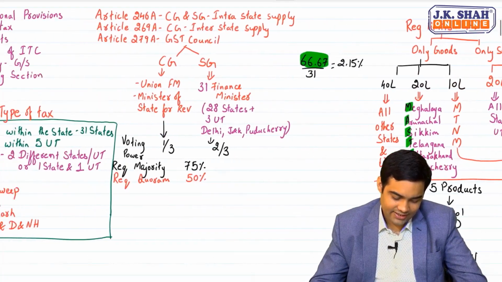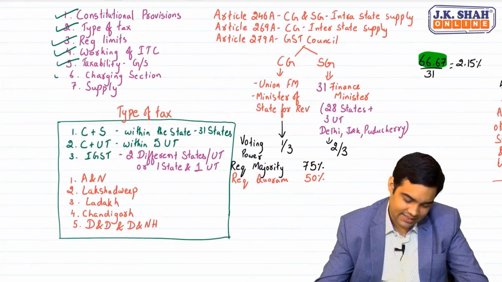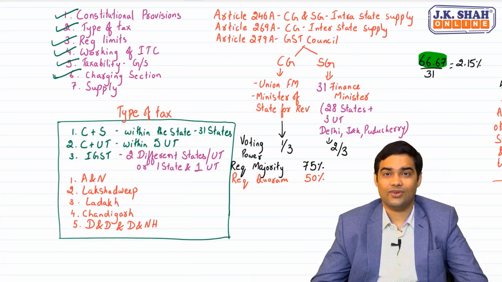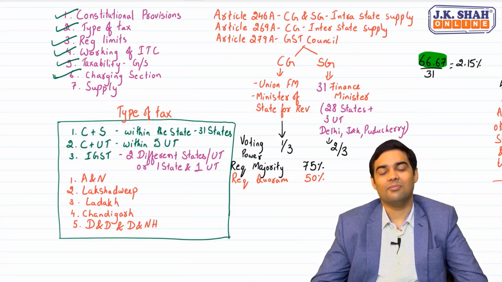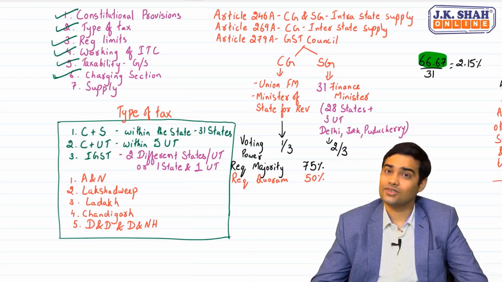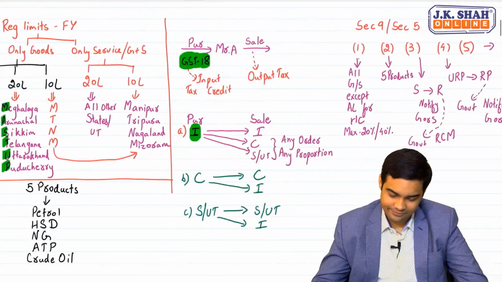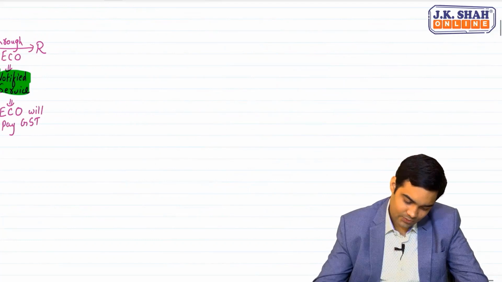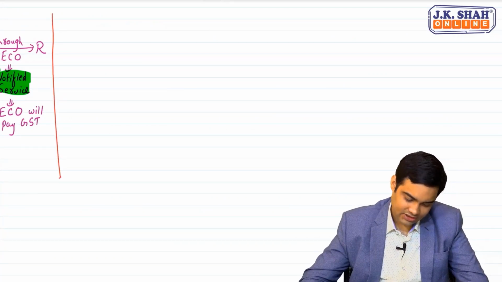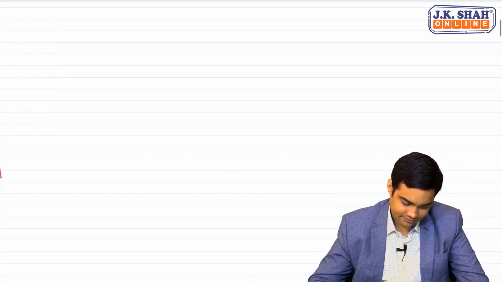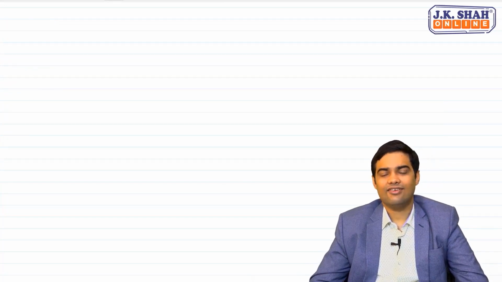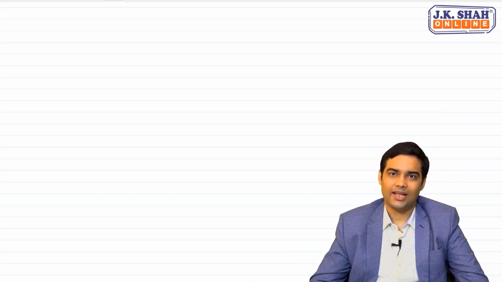Last point which we would be discussing is supply, and the most important, supply. We'll be covering section 7, we'll be covering section 8. See it very carefully. Now, when we talk about section 7, section 7 deals with the scope of supply.